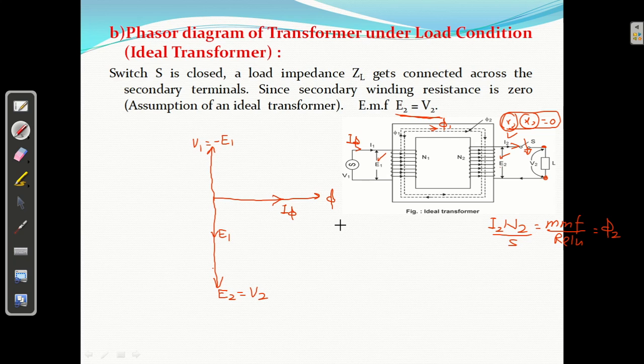And whatever phi2 is there, according to Lenz's law, phi2 will be opposite to phi1, right? So phi2 will be like this. The downward direction is phi2. So phi2 will be produced by the second coil, and according to Lenz's law, phi2 will be opposing phi1.